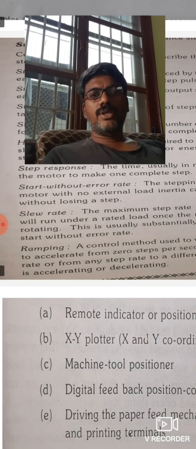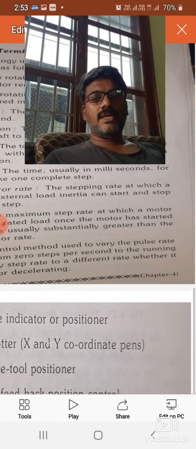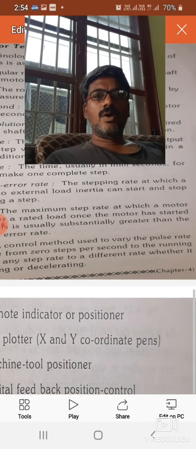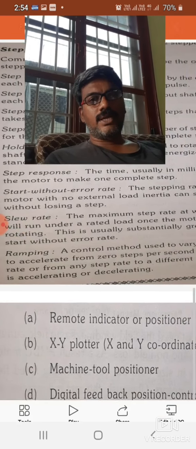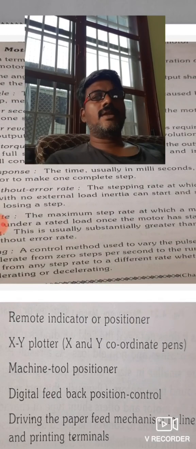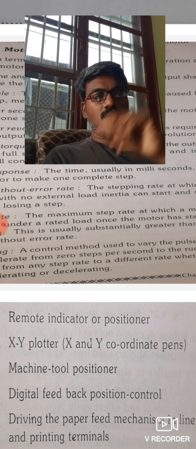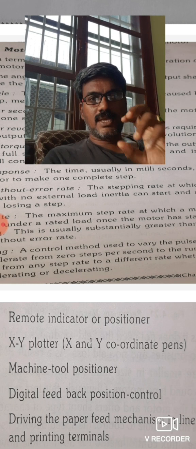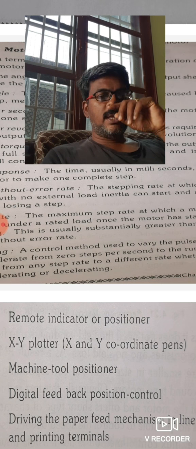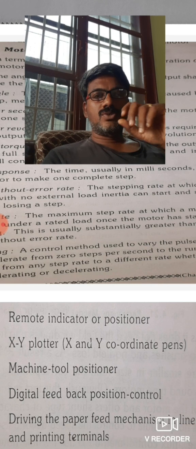Another most important one is the slew rate. The maximum step rate at which the motor will run under a rated load once the motor has started rotating. This is usually substantially greater than the start without error rate. Start without error rate means without any load. Suppose it is loaded, that is known as slew rate.